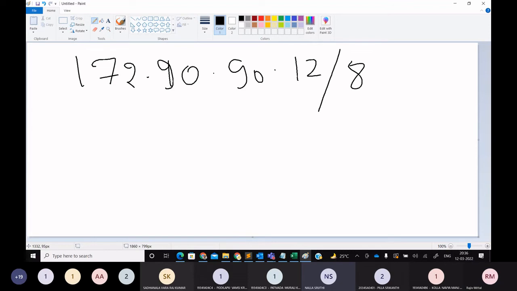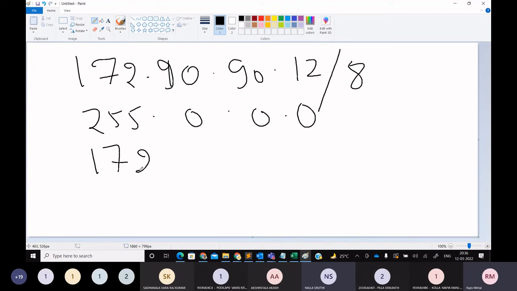Okay, so what will be the subnet mask and what will be the network ID? 255.0.0.0. Okay, so what will be the network ID? 172.0.0.0, right? And what will be the broadcast address? 172.255.255.255. Great.